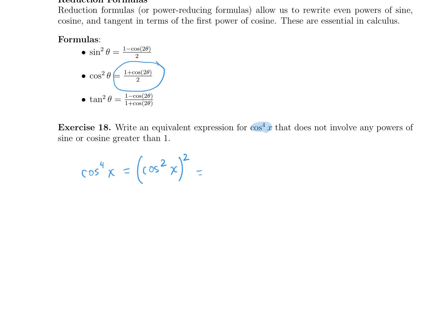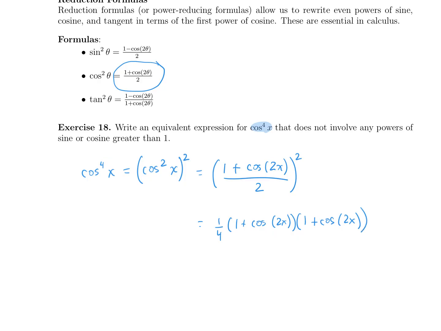So it's going to be 1 plus cosine 2x over 2, squared. The first thing I'm going to do is square the denominator and pull it out. 2 squared is 4, so that becomes 1/4. And now I'm going to write the numerator twice because I need to expand it: 1 plus cosine 2x times 1 plus cosine 2x.